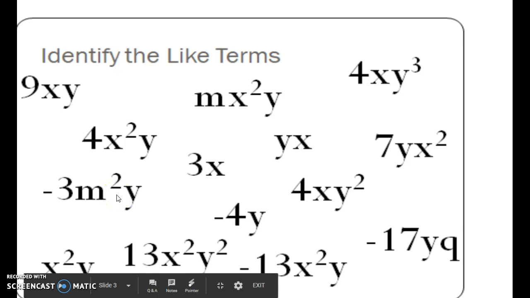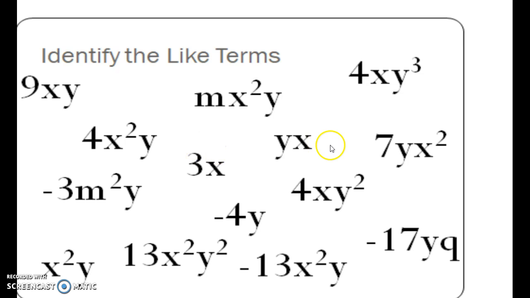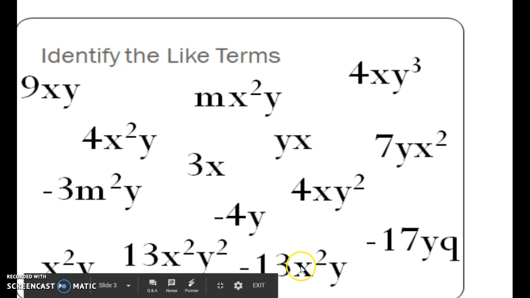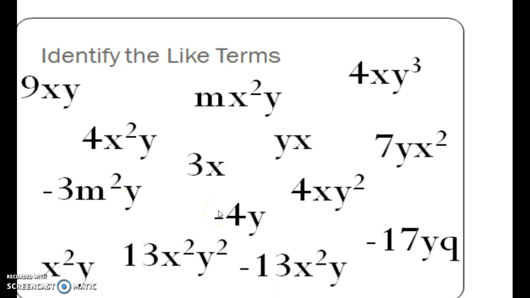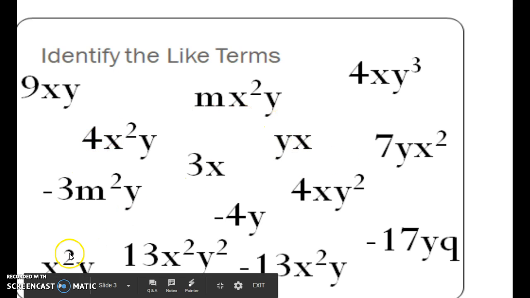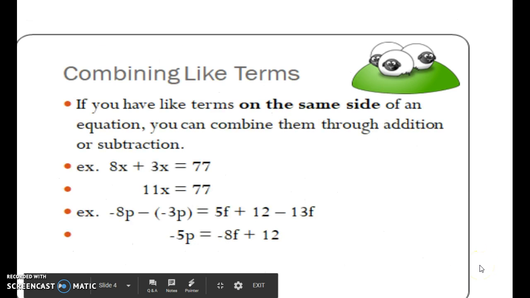So right here, if you see 4x squared y, do we see any more that say x squared y? Yes, right here. They're not in the same order, but they are like terms. And then we have negative 13 x squared y. That is a like term. Okay, and then we have right here, let's see, we have negative 13. Where's our x squared y? Right here. So those are all like terms because the variables are the same.